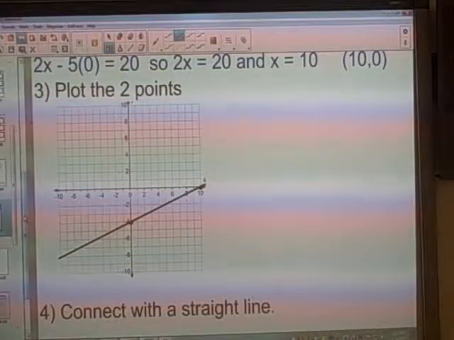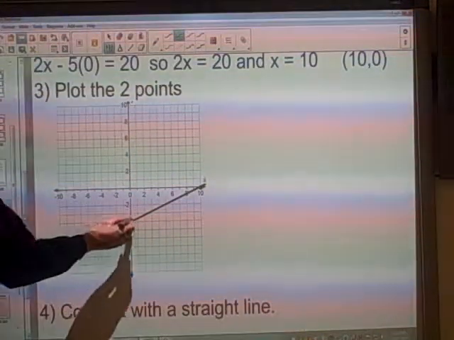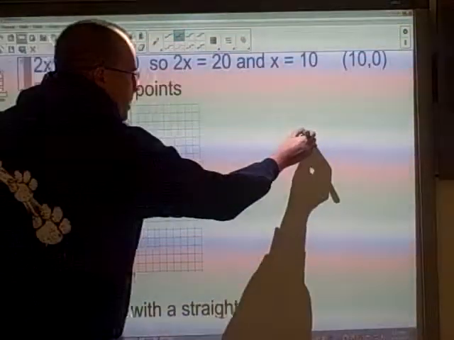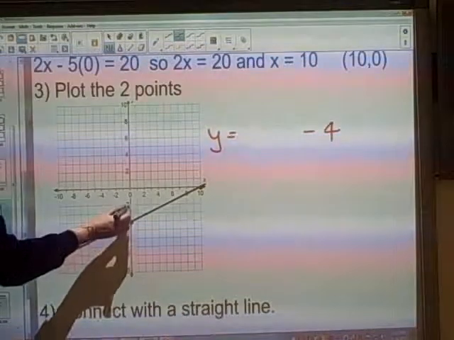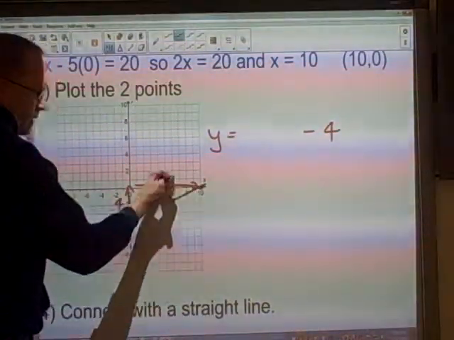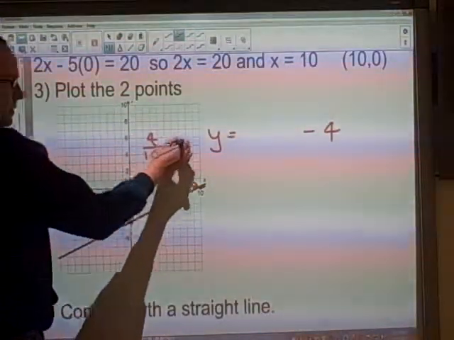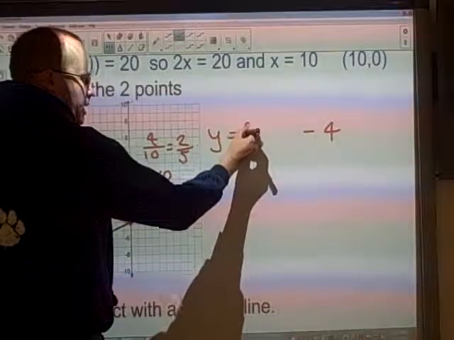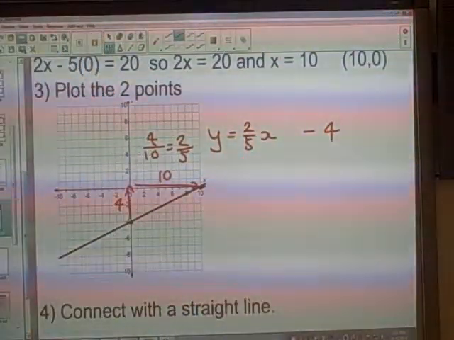Now also, if we wanted to, we could find the equation of this line in slope-intercept form. You can see that it goes to negative 4 here, so I know that's going to be negative 4 on the end. I can do my rise over run between these 2 points. I go up 4 squares, and I go across 10 squares, so 4 over 10. Or if you want to simplify, 2 over 5. So y equals 2/5 x minus 4.